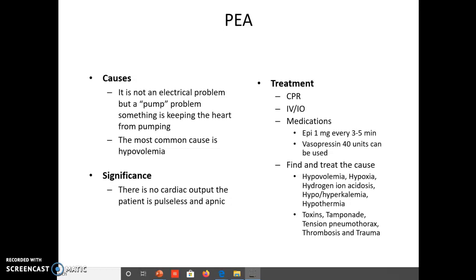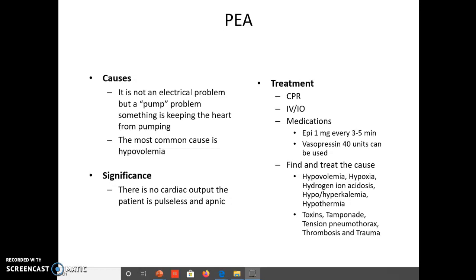We do not defibrillate this rhythm. Remember, when we defibrillate someone, we're trying to take chaotic, disorganized rhythm, stop it, hoping a normal pattern will kick back in. We already have a normal pattern here. It's just not perfusing. So we have to find and treat the cause. This has a better survival rate than asystole does, so long as you can find and treat the cause.